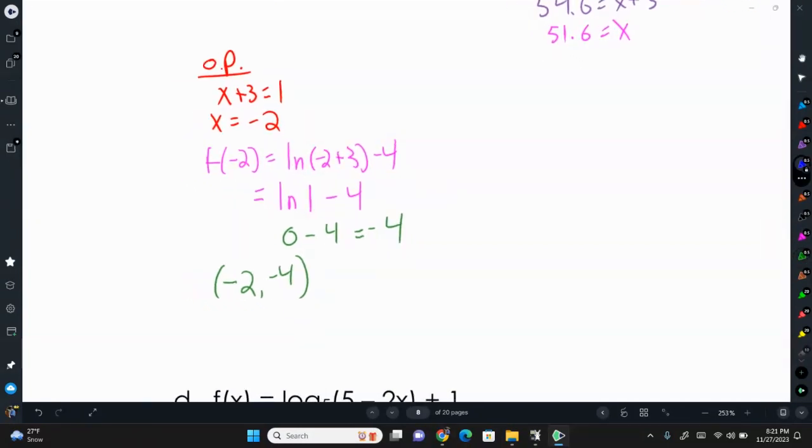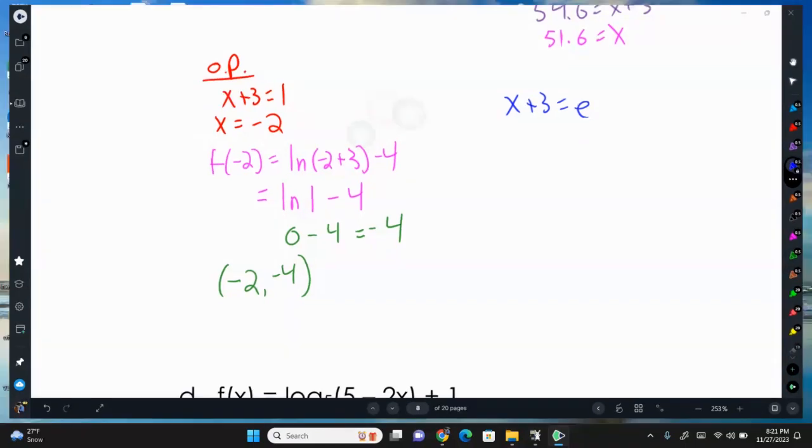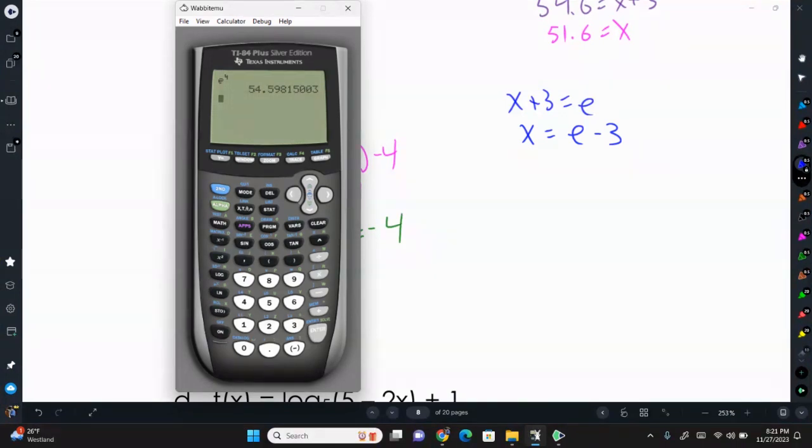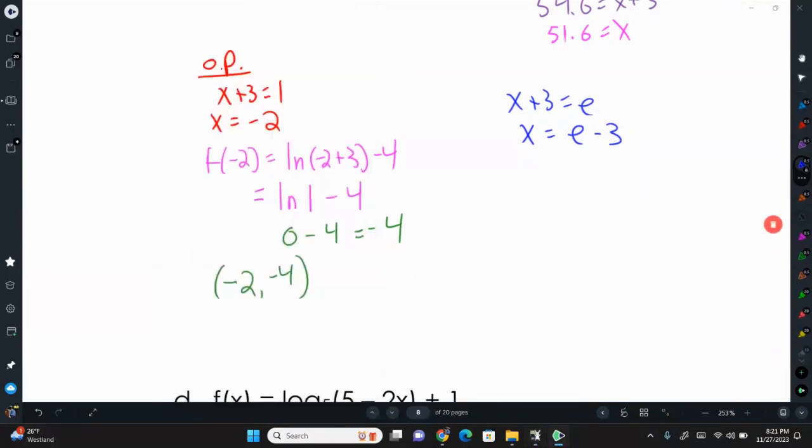Now I'm going to do it the other way too, set the inside equal to the base. Well, our base is e because it's the natural log. So x plus 3 is equal to e. Remember, e is the natural number. Then we can type this into our calculator. So e minus 3. And I got the e without the exponent by pressing second and the divide button. And then minus 3. So we're going to round that to 0.3. So x equals 0.3.